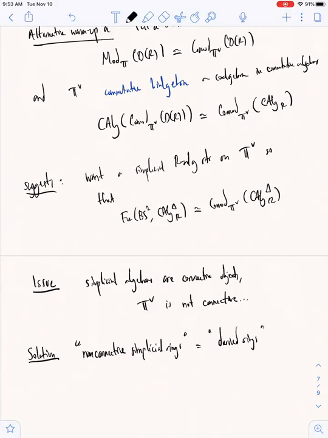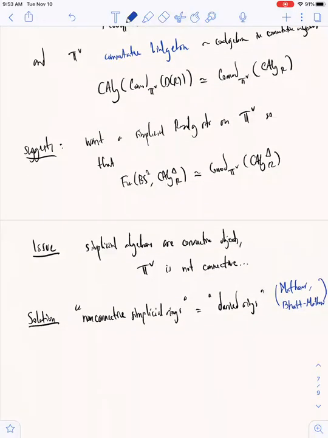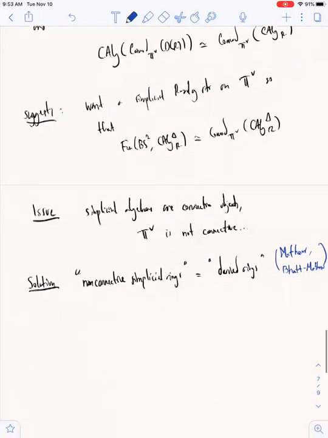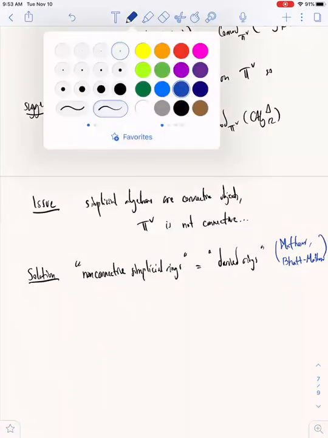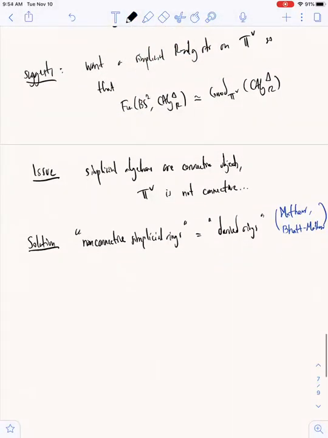So this is a real thing due to Akil, and I think also the subject of ongoing work of he and Bhargav Bhatt. So yeah, there is this notion of a non-connective simplicial commutative ring, and okay, I want to say a few words about that. So what's the idea?